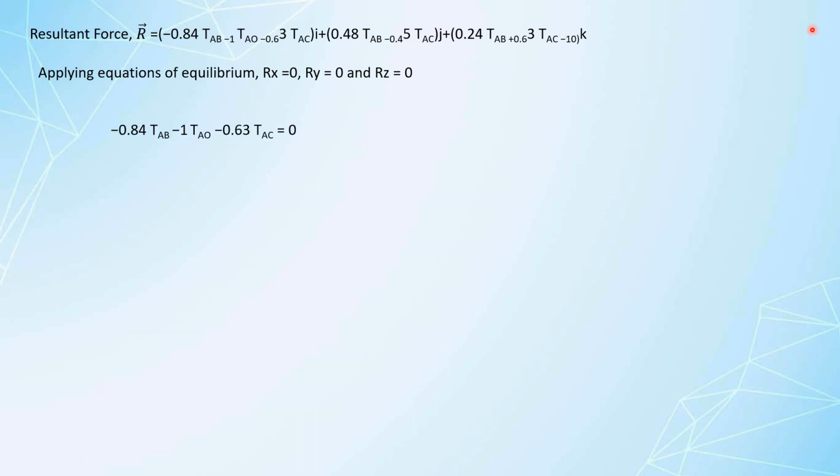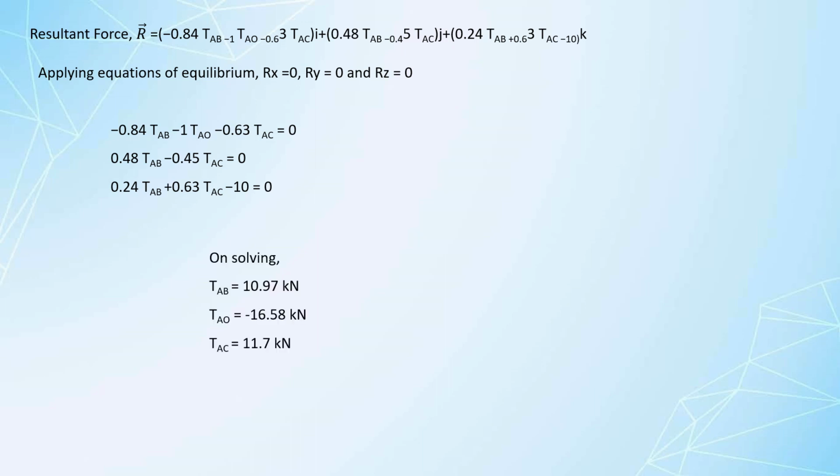So the terms along with i are equated to 0, the terms with j are equated to 0, and the terms with k are also equated to 0. Here the representations are correct. It is only a little different in this equation, so you can refer to this. So now we have three equations and three unknowns. We can solve this and find out the value of the forces in AB, AO and AC. And on solving, you'll be getting these values. So this is how you do this type of problem.